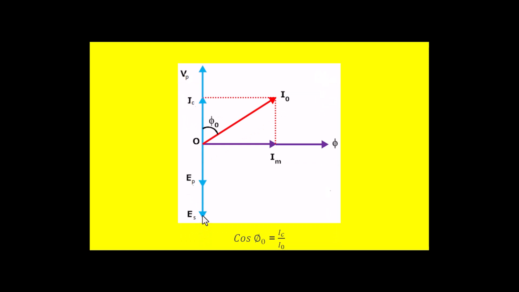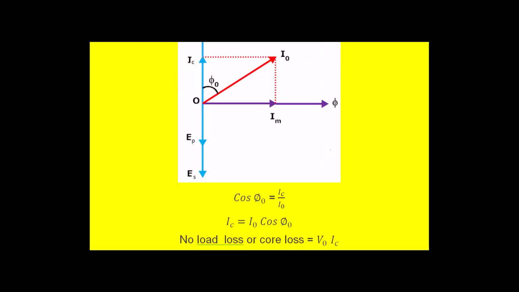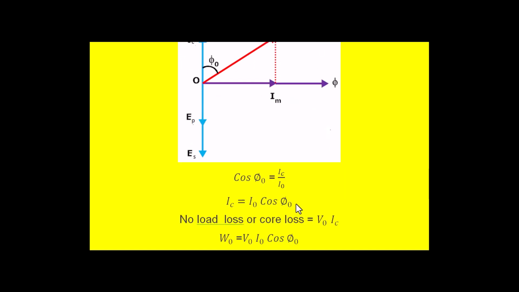And similarly, primary winding also induces voltage and secondary winding also induces some voltage. And primary induced voltage we represent with EP, and secondary induced voltage we say that is ES. Once we look at the vector diagram here, cos phi naught can be calculated as IC by I naught. This is IC divided by I naught. And from this, the active component or real power component or the core loss component of the no load current can be calculated as IC is equal to I naught cos phi naught.